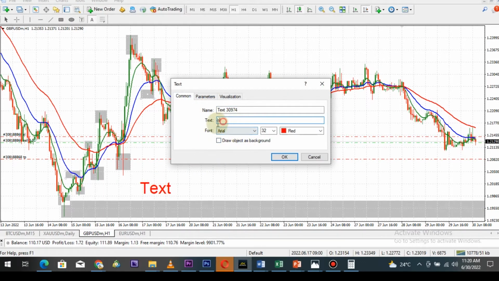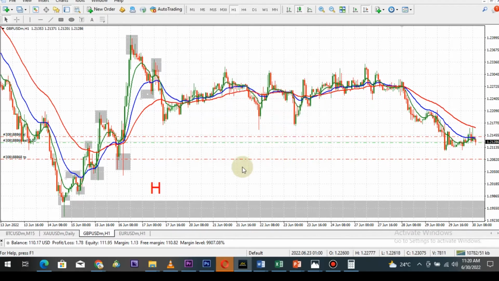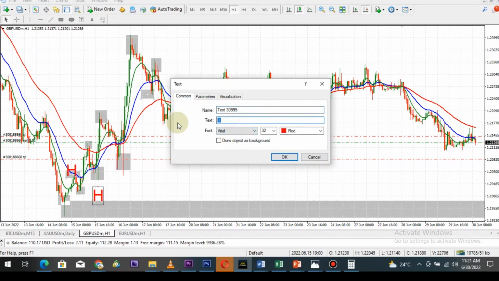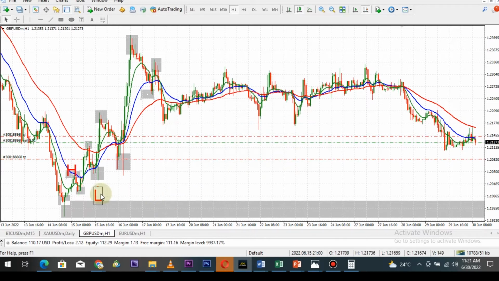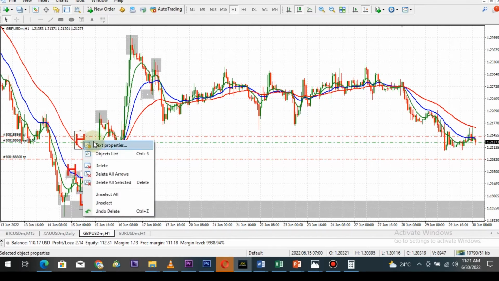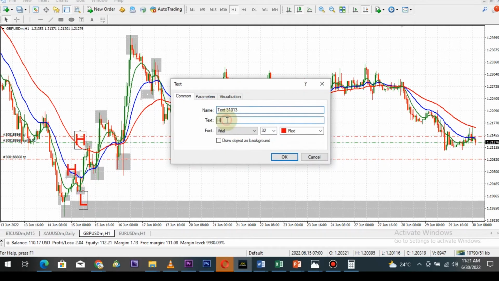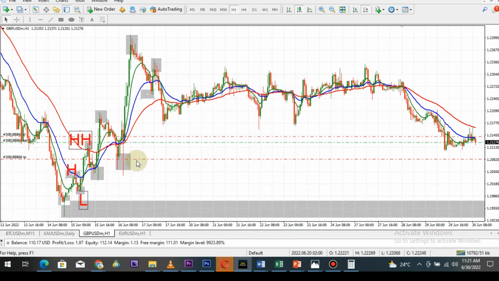So we have a high. All right, so we have our first high here. Then we have a low. We have a low here. Right, so now the next one is a higher high. We have a higher high.